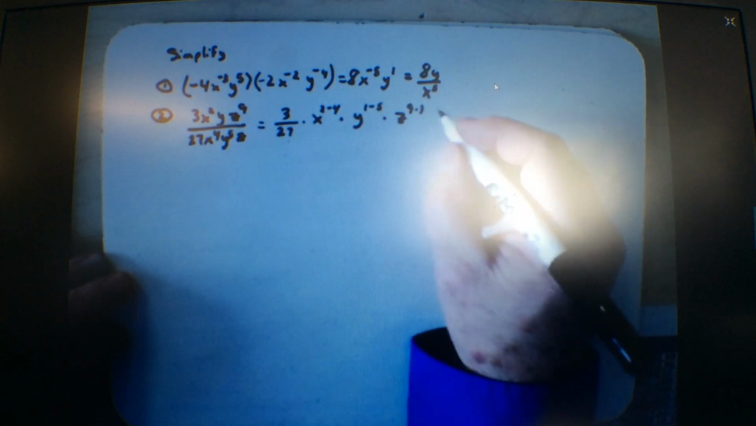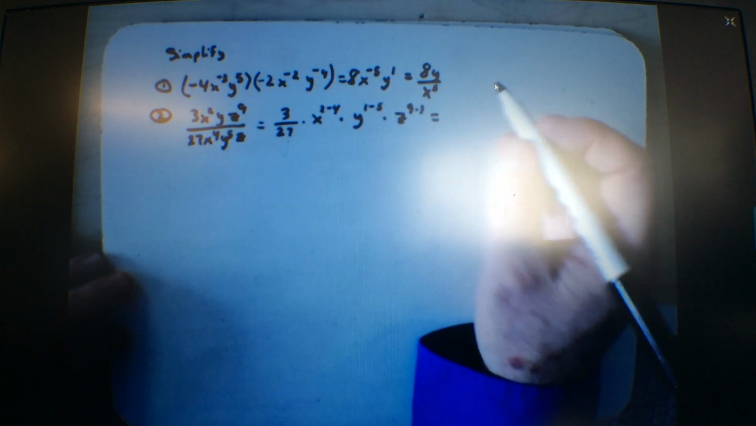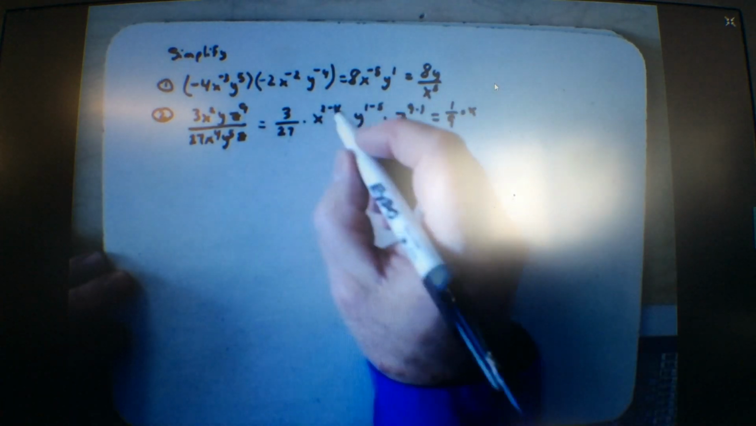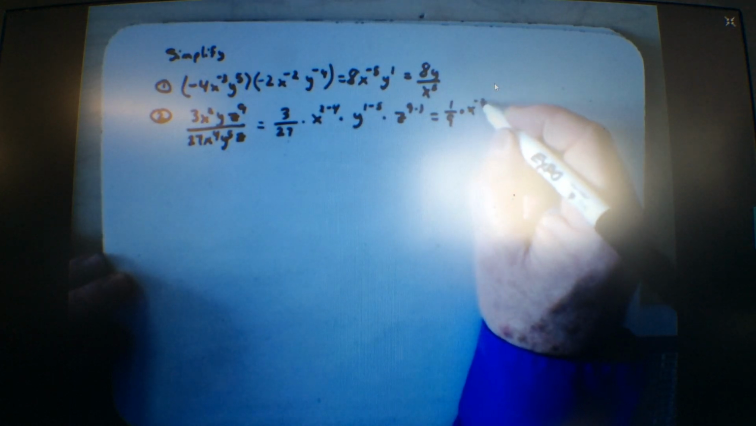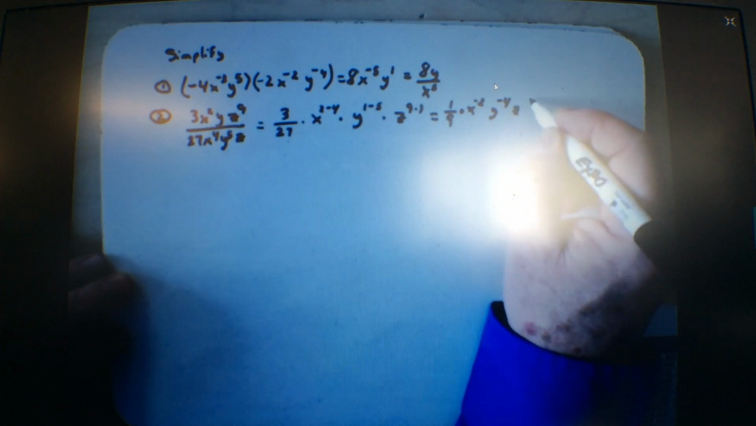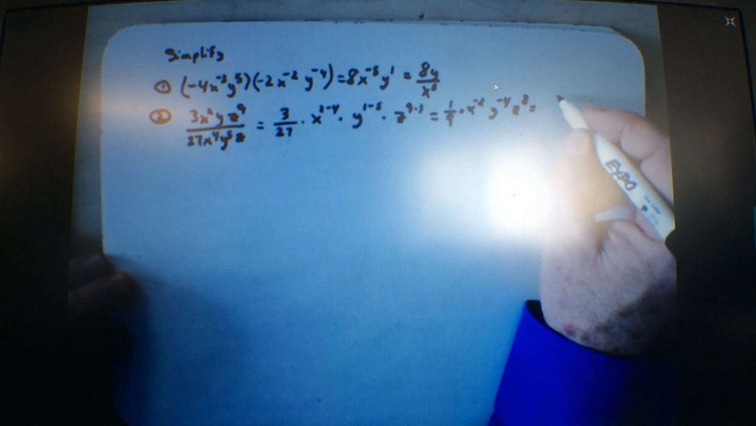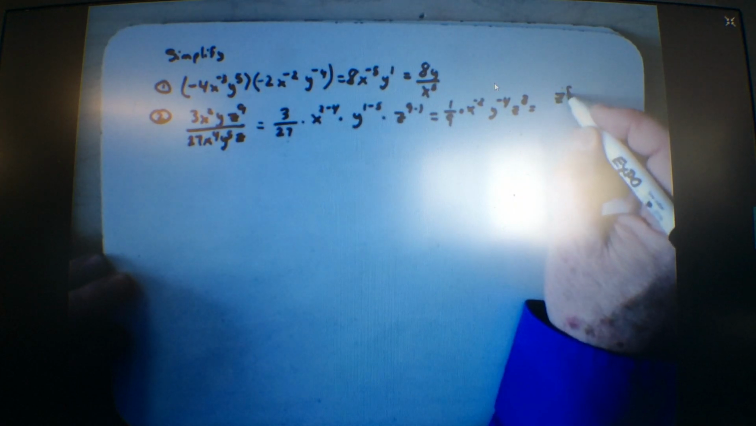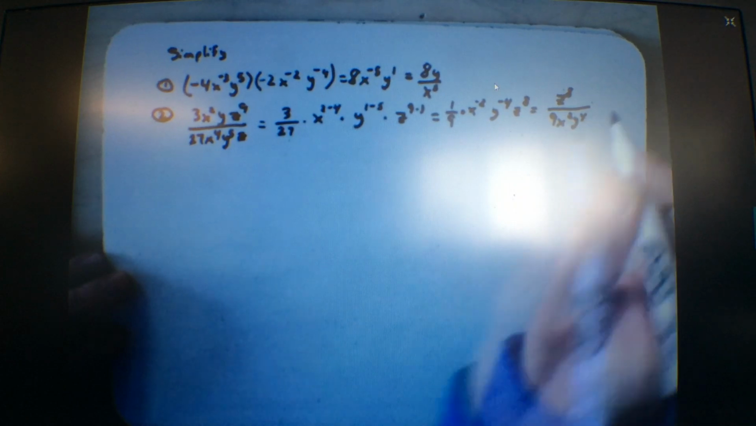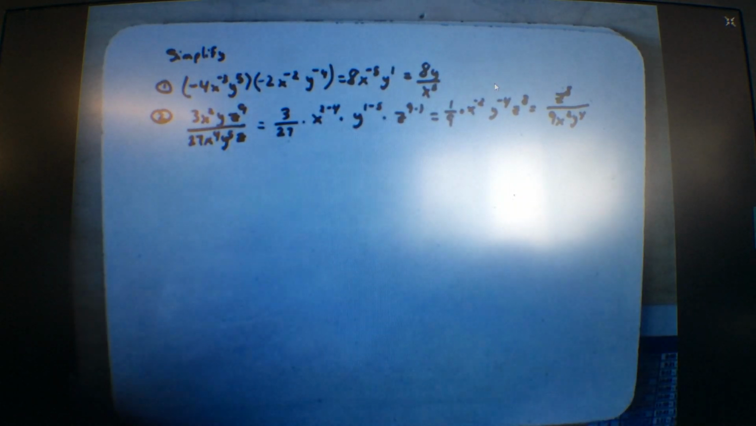Correct? Harper, you understand? So I have 1 over 9 times x to the what power? Negative 2. Y to the what? Negative 4, and z to the 8. So I get, looks like z is on top and the rest are on bottom. Make sure that you do not leave any negative exponents. Every year I have somebody that leaves negative exponents. Okay?